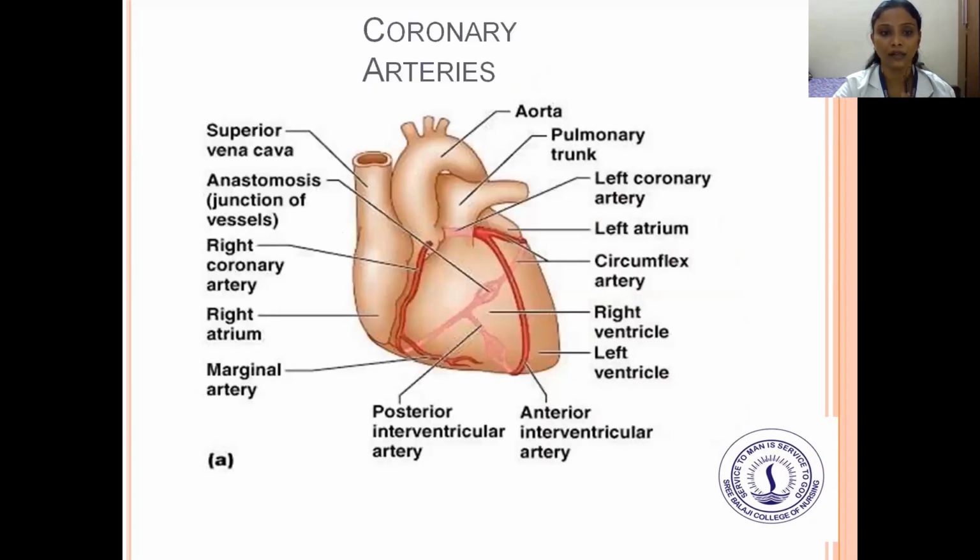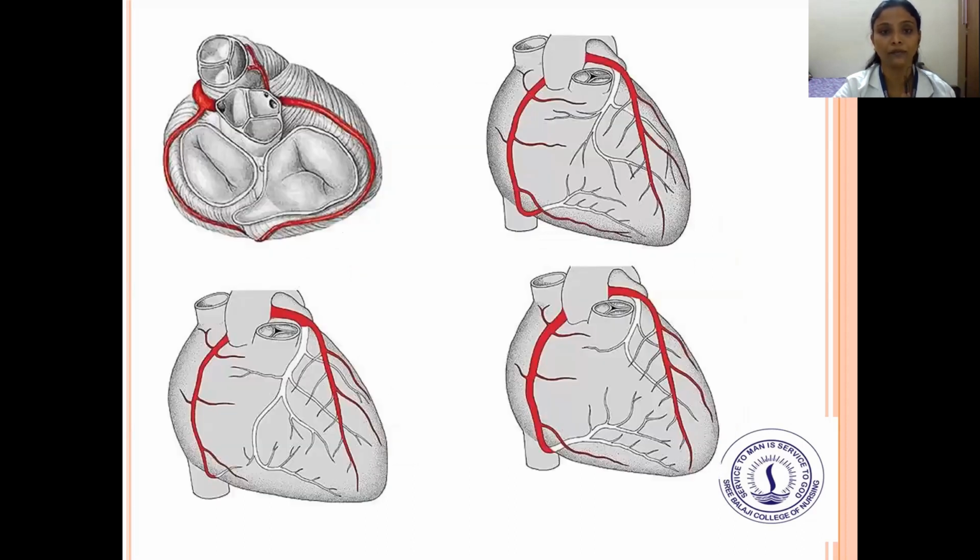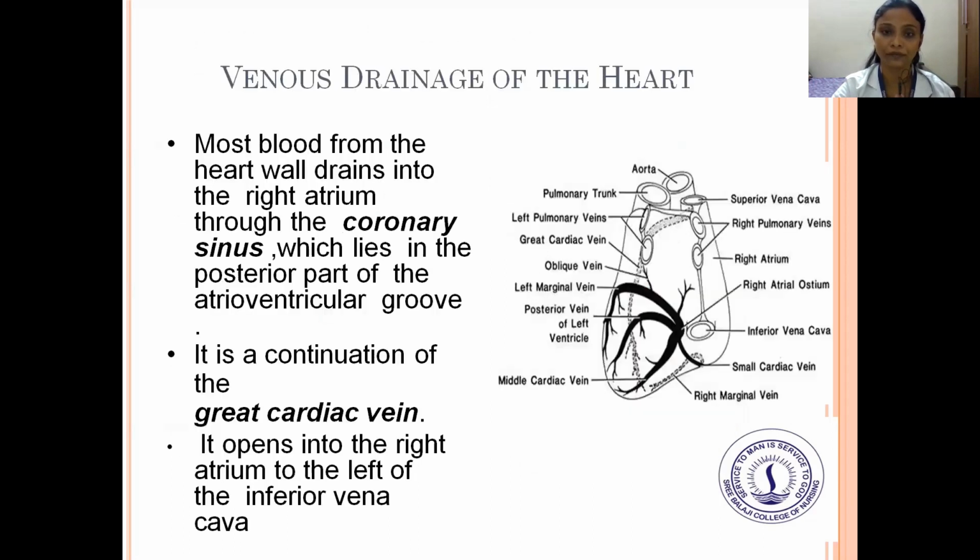Next is coronary arteries. You can see the path, that is the superior vena cava, anastomosis at the junction of the vessels, right coronary artery, right atrium and marginal artery. Down you can see the posterior interventricular artery, anterior interventricular artery, aorta, pulmonary trunk, left coronary artery, left atrium, right ventricle and left ventricle. And here this shows the picture. It shows the blood supply to the heart.